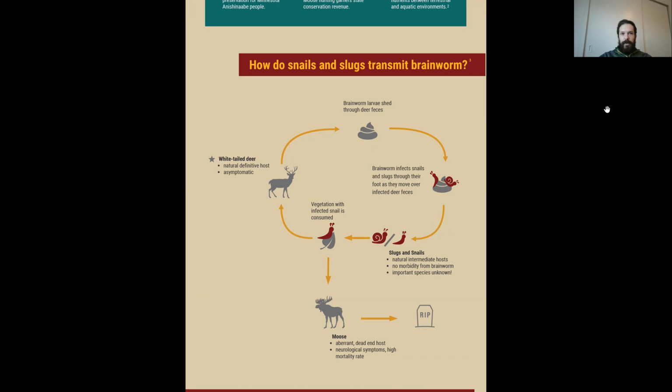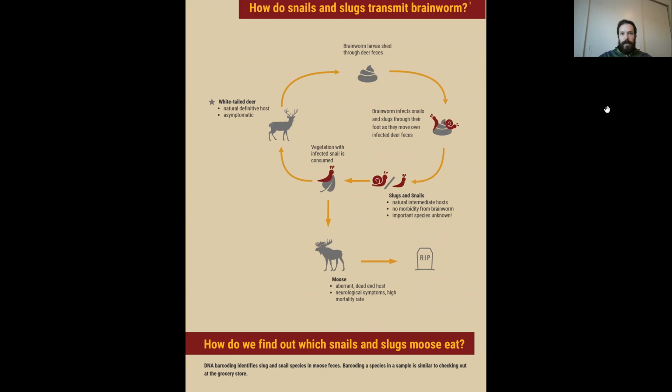Although much is understood about deer's role in transmission, little is known about which slug or snail species are important in the cycle. A logical next step, then, is identifying which slug and snail species are important for transmission. We can explore this question by observing which slugs or snails moose eat.